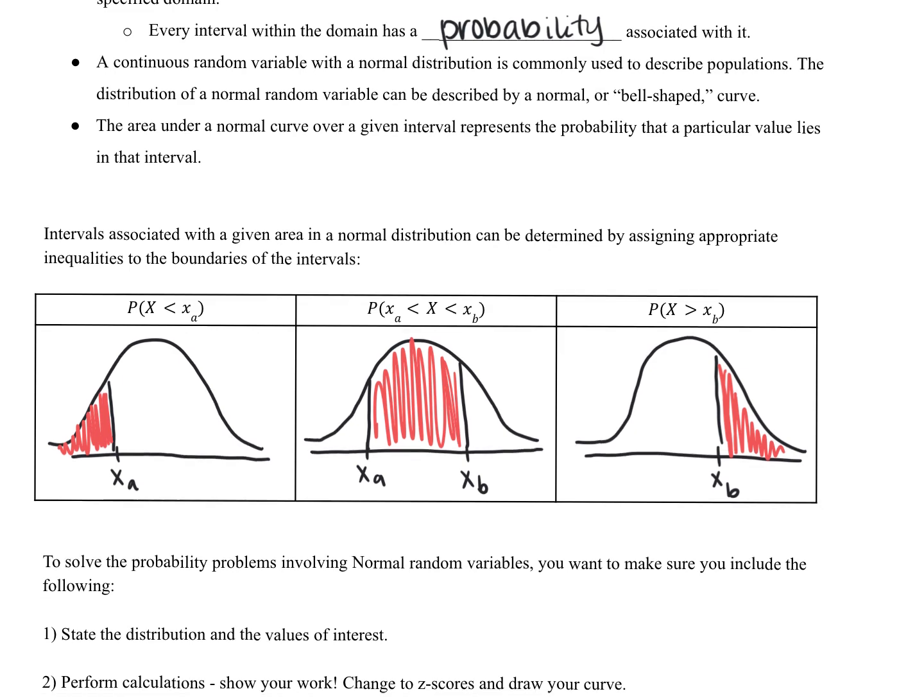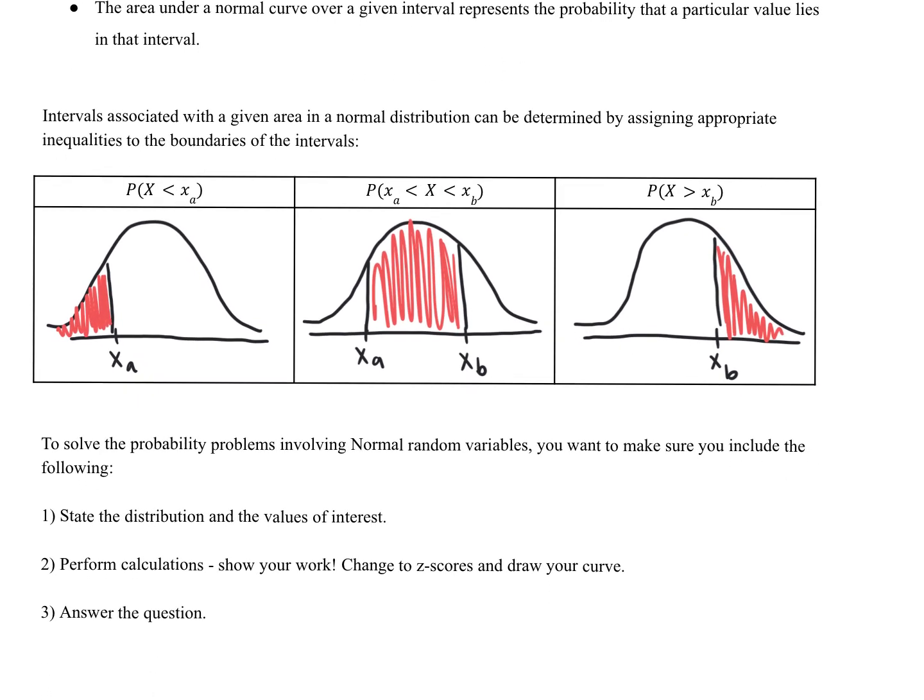So when we are talking about finding probability with normal random variables, we want to make sure that we identify our distribution and then the values of interest. So we want to write our probability statement, basically, when we figure out what we are trying to find. You're then going to perform your calculations. We do want to make sure we show our work, whether that means changing to z-scores and drawing the curve or identifying what we plugged into the calculator. And then lastly, you want to answer the question of interest.